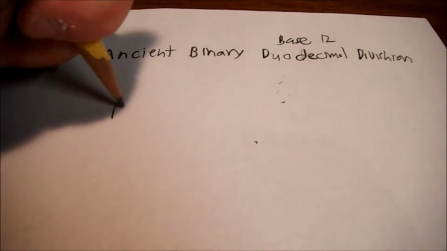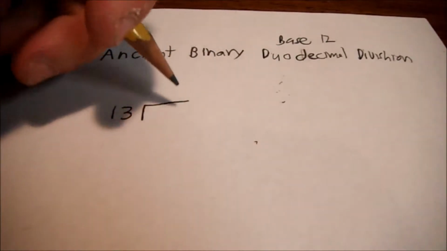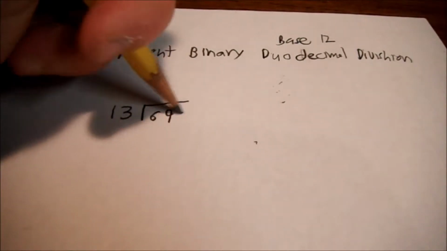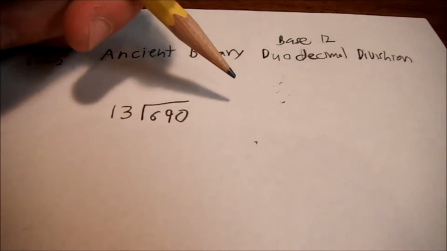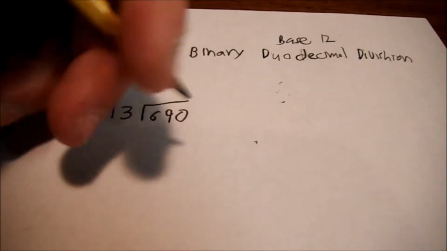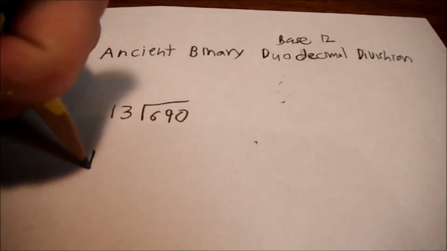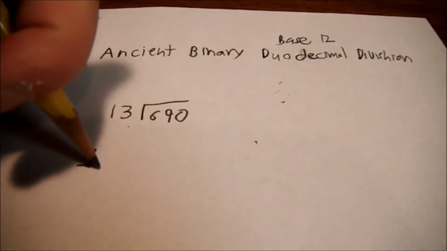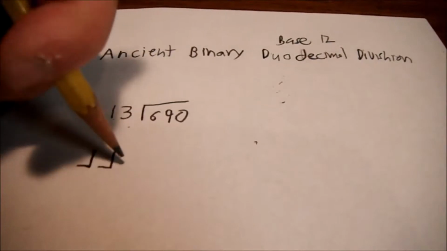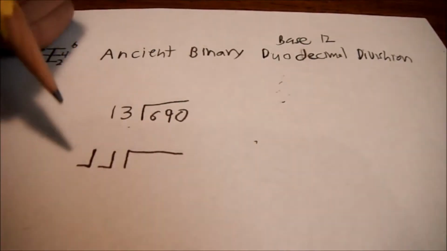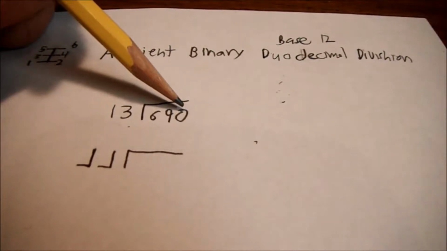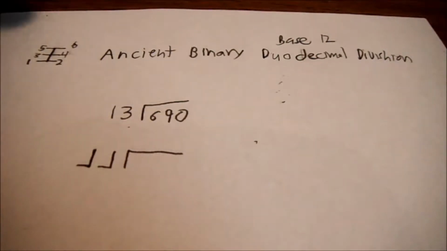So we will start off with, we'll try to convert 690 divided by 13 in ancient binary. And so the first step, we start off with one set of 12, and then plus 1, so that's 13. So now we have the first side done. And then now we have to convert 690 into ancient binary.